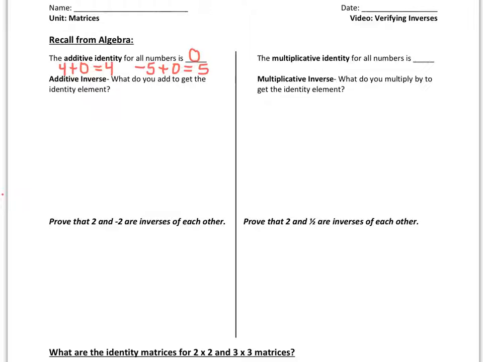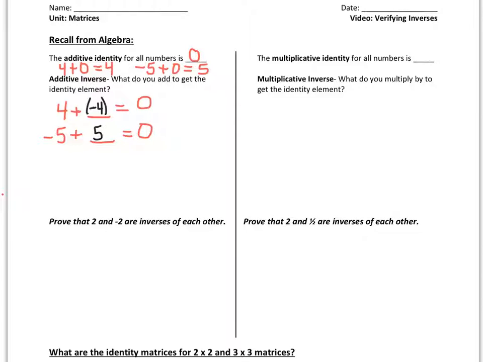Now, the additive inverse is basically you want to ask yourself, what do I need to add to get the identity element, which is 0? So let's use those same numbers, 4 and -5. What do I have to add to 4, and what do I have to add to -5 to get back that identity element of 0? And you should really just be thinking, I need to add the opposite. So 4 plus -4 equals 0, and -5 plus 5 equals 0.